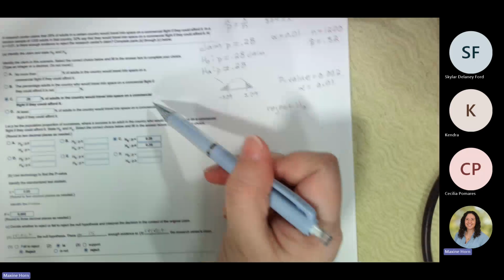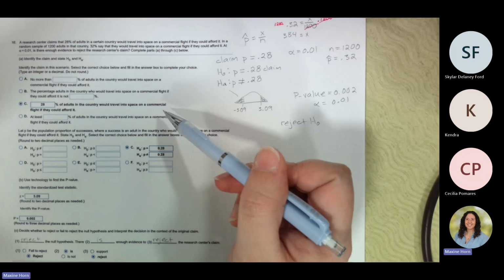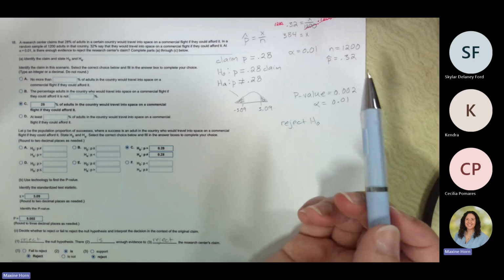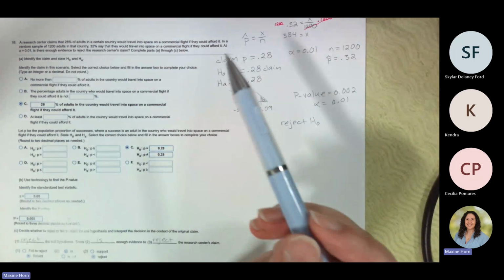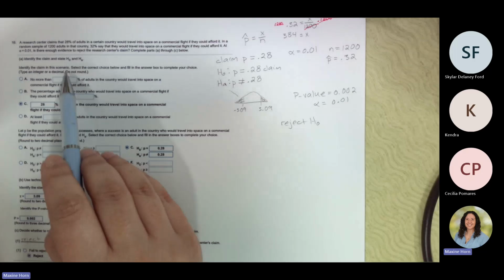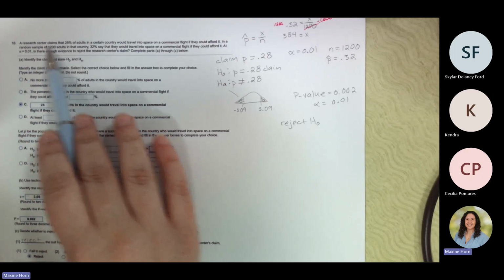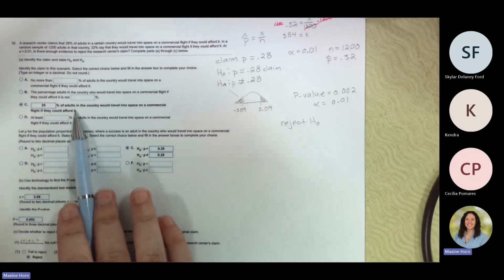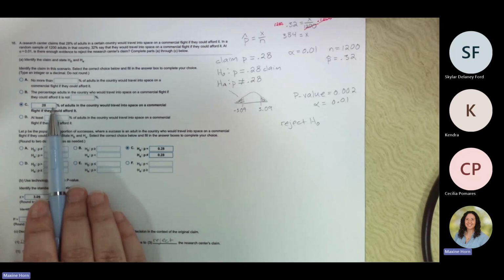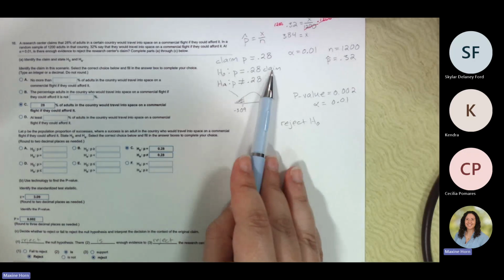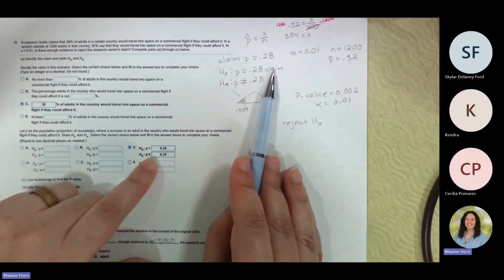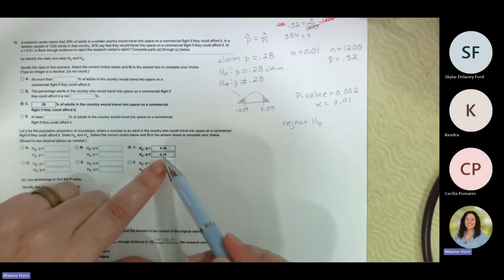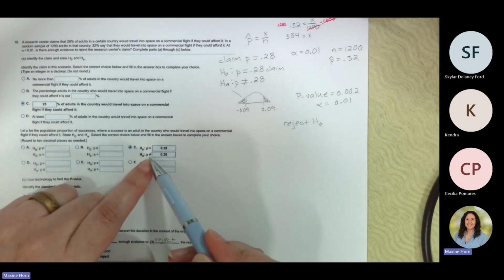And I'm sorry, I just skipped over this first part where it wanted us to identify the claim and state the null hypothesis and the alternative hypothesis. The claim in this scenario is what they set up here. What the research center claims is that 28% of adults in the country would travel into space on a commercial flight if they could afford it, right? That's what we labeled the claim. We said our claim is our null hypothesis. So our alternative hypothesis has to be the complement of that.